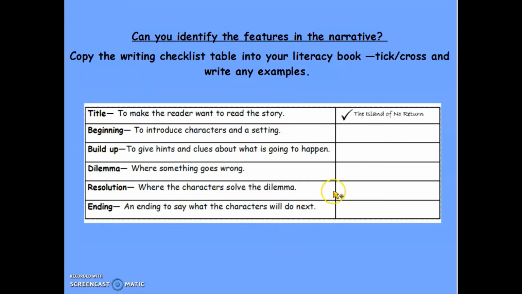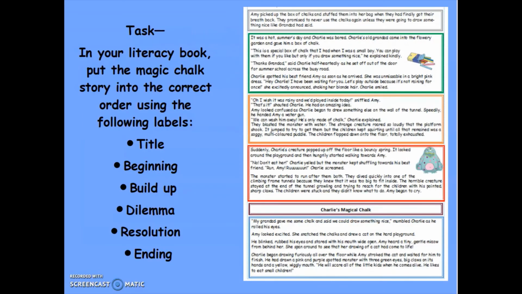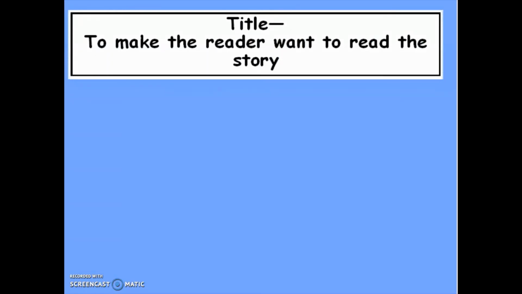I'm sure you all did a fantastic job yesterday of completing your checklist, trying to identify these features in the narrative. You will see in your pack today that you have a new story, another adventure narrative. For your task today, you need to try and put the story back together in the correct order because it has been all jumbled up. And you're going to use these labels: title, beginning, build-up, dilemma, resolution and ending. You need to go through it in chronological order.